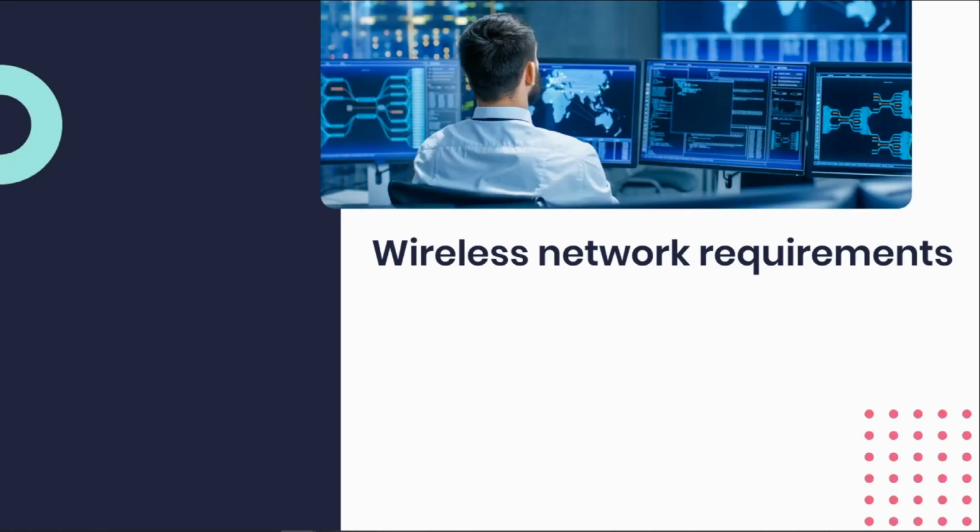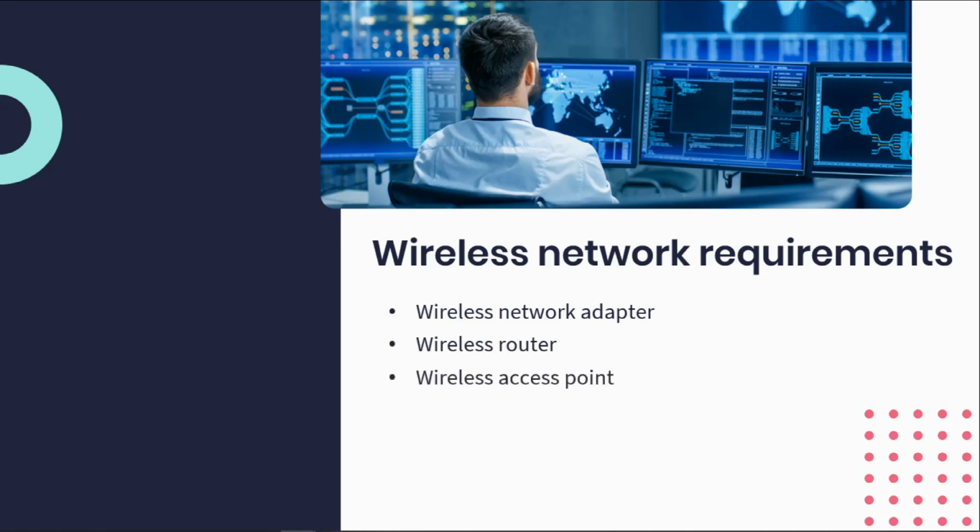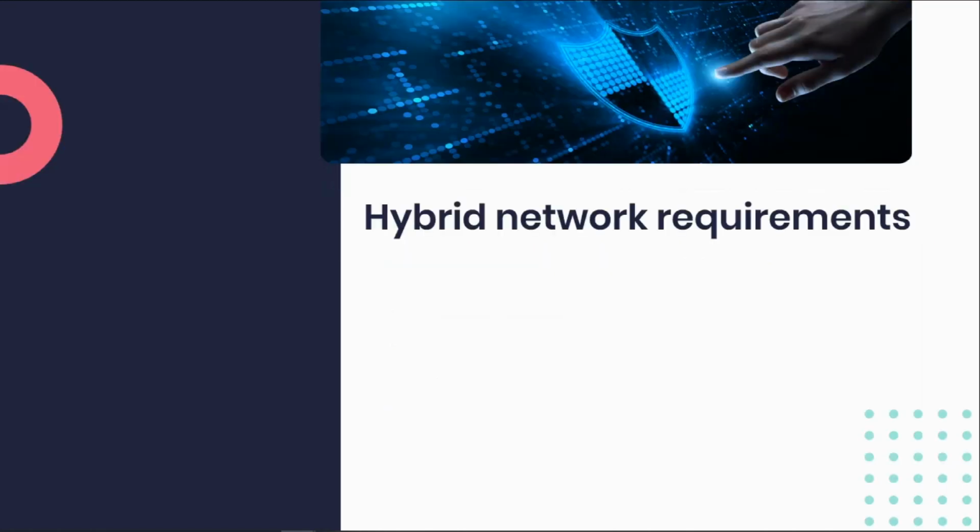If a business has a wireless network, it would need a wireless network adapter to aid connection to the access point wirelessly, and a wireless router to route traffic from the access point to the ISP, or Internet Service Provider, and a wireless access point. That is a device to amplify the connection to different areas in the building, and a wireless modem to route traffic directly to the ISP with the use of a SIM card.